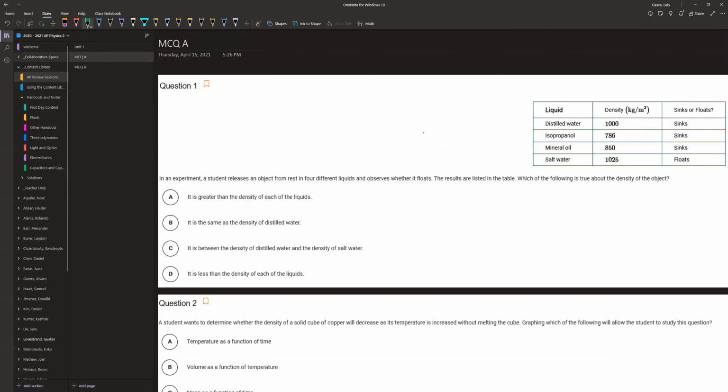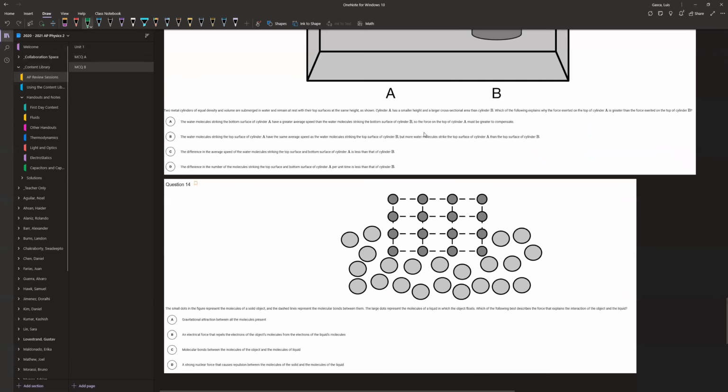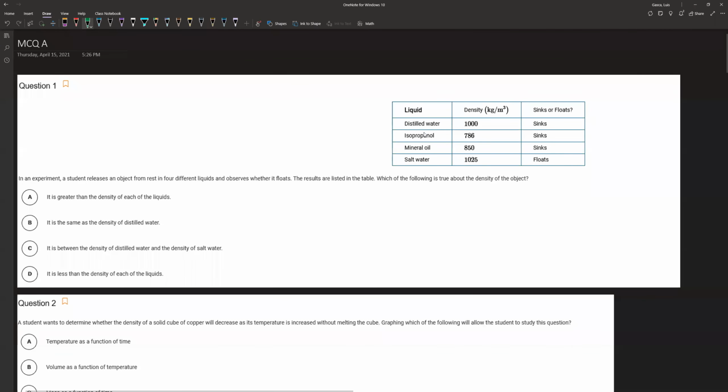If we look at our OneNote here, we can see our review sessions are going to be in a separate tab in the content library. We have Unit 1 and we have the pages here, multiple choice question set A. And if time allows, we'll look at question set B here. So here's our first question.